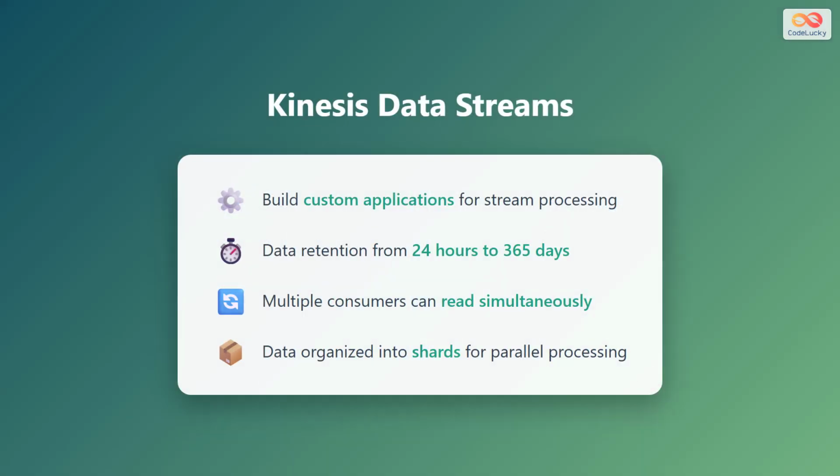Kinesis Data Streams is the foundation for building custom real-time applications. It allows you to capture streaming data and retain it for a period ranging from 24 hours to 365 days, giving you flexibility in how long you need to keep your data available. One of its powerful features is that multiple consumers can read from the same stream simultaneously, enabling different applications to process the same data for different purposes. The data is organized into units called shards, which enable parallel processing and allow you to scale your throughput by adding more shards as your data volume grows.